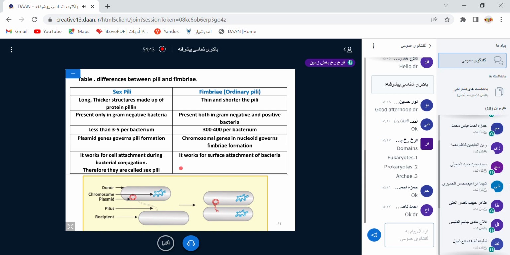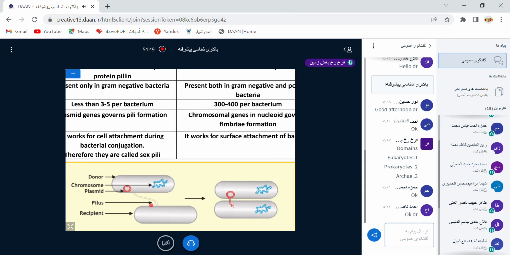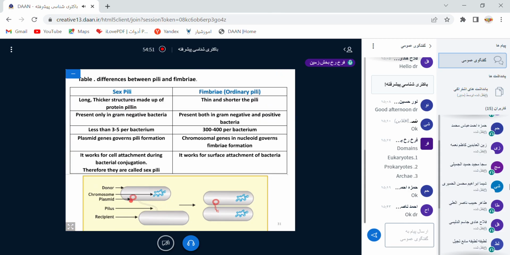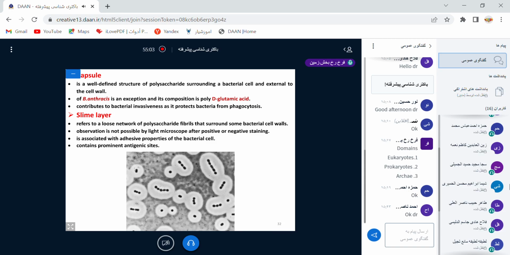Fimbria work for surface attachment, and here you can see a conjugative pilus, through which one strand of DNA is going to the recipient cell, and then by replication it will become double strand also.